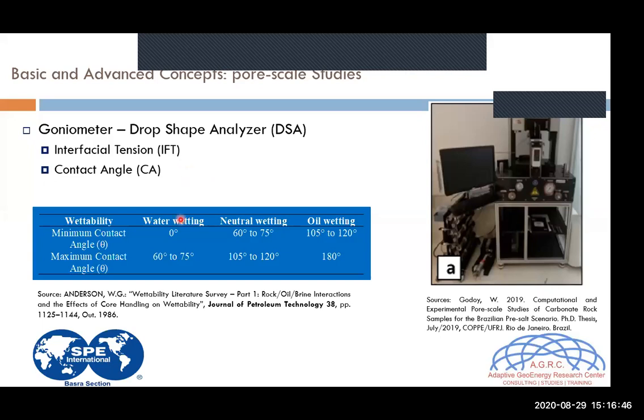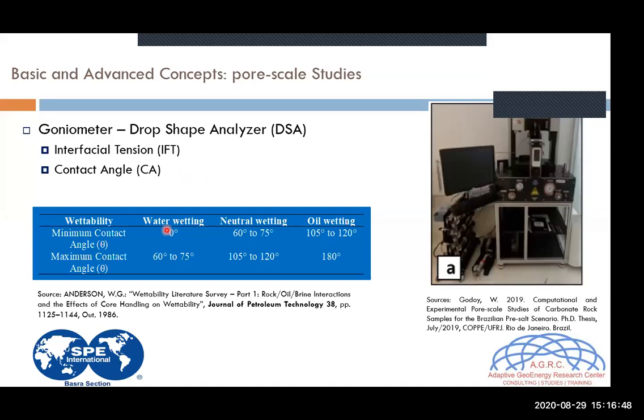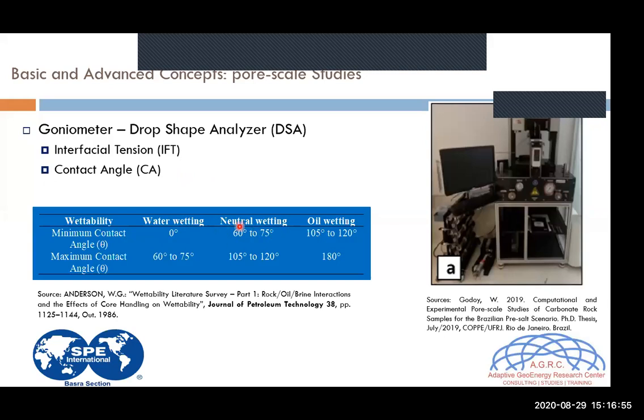Regarding the water wet scenario, for example, we're considering as a minimum contact angle 0 degrees, and then we move on to neutral wetting, what we call mixed wettability, between 60 and 75 degrees minimum contact angle. And then for an oil wet scenario, we are dealing with higher values of angle, let's say between 105 and 120 degrees. These are the minimum contact angle scenarios, from water wet to oil wet scenarios.